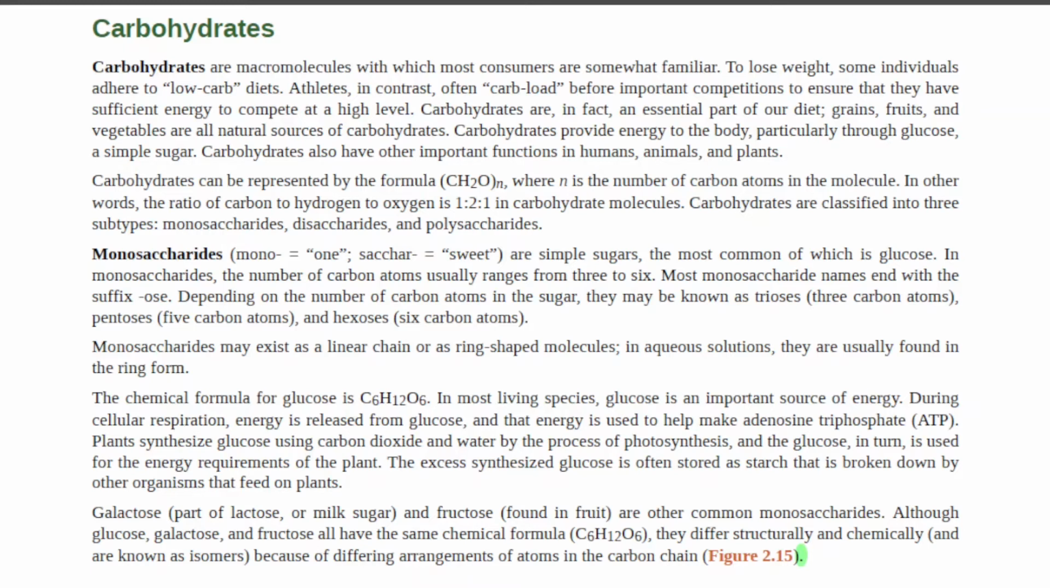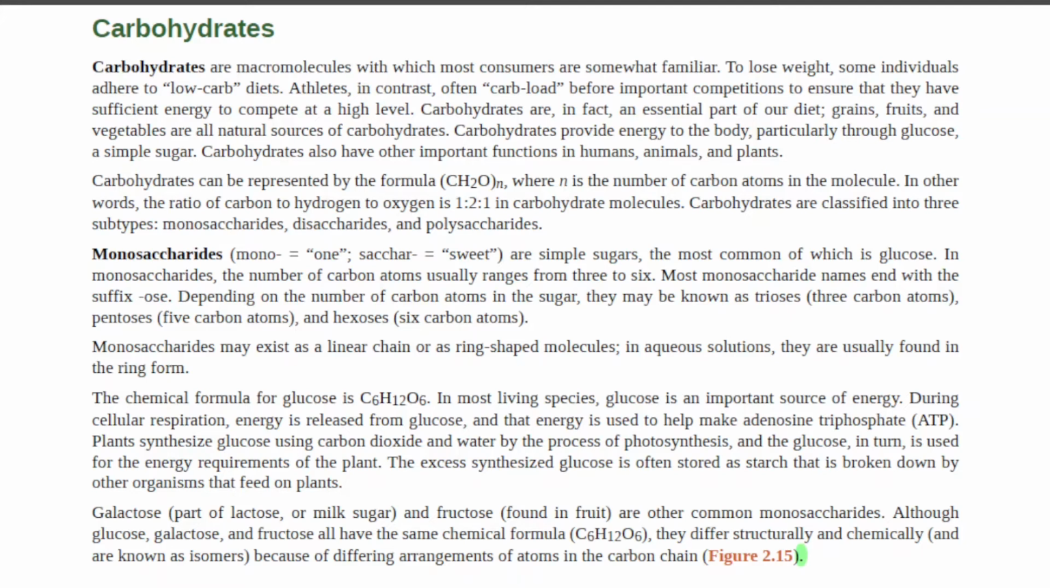In monosaccharides, the number of carbon atoms usually ranges from 3 to 6. Most monosaccharide names end with the suffix -ose. Depending on the number of carbon atoms in the sugar, they may be known as trioses, 3 carbon atoms, pentoses, 5 carbon atoms, and hexoses, 6 carbon atoms. Monosaccharides may exist as a linear chain or as ring-shaped molecules. In aqueous solutions, they are usually found in the ring form.